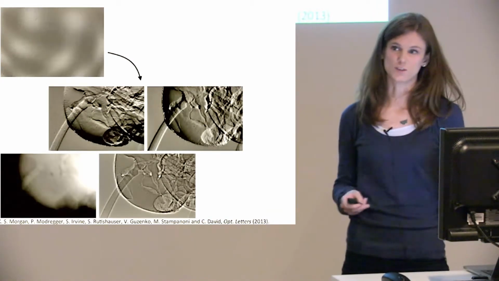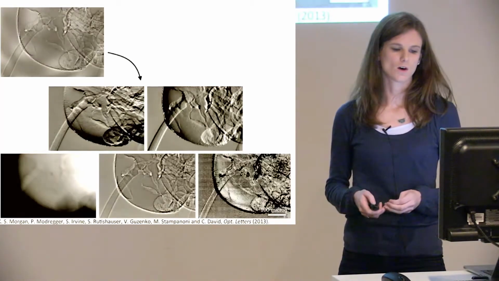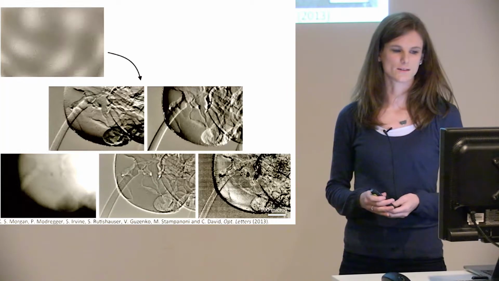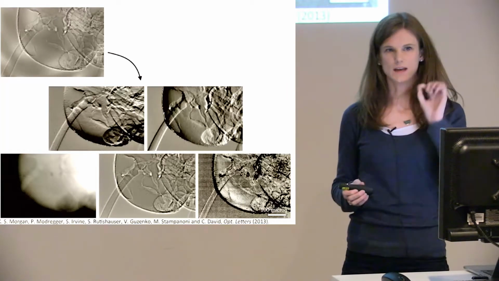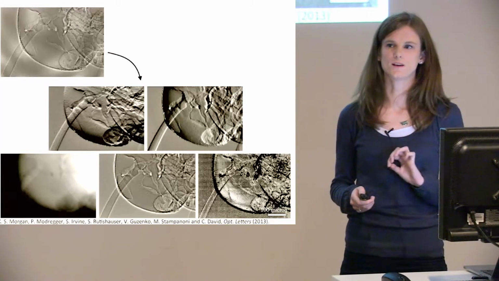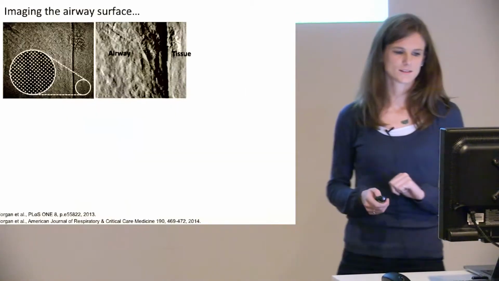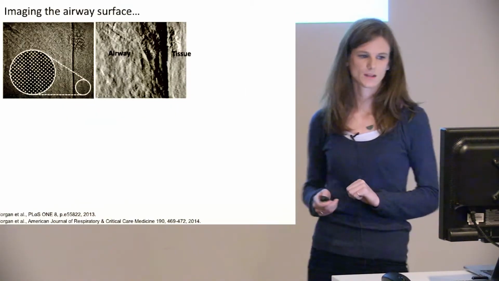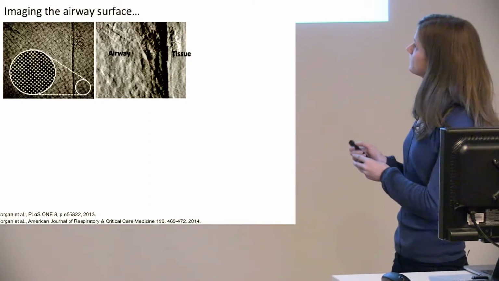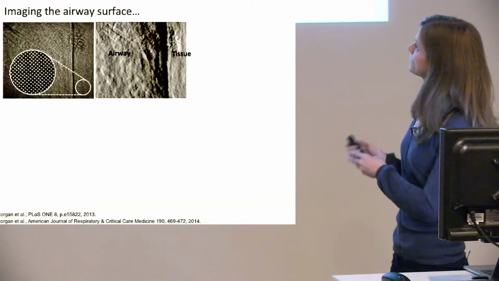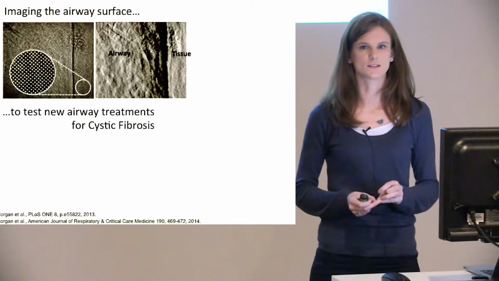We can in fact just get rid of the grid and look at the edge enhancement that comes with propagation. Or we can look at how the pattern is decreased in visibility due to structures that are even smaller than the size of the pixels themselves. So we've applied this to image the airway surface, placing a grid on top of the airway here. We can see the airway and the tissue in the reconstructed image. And we've been using this to test new treatments for cystic fibrosis.